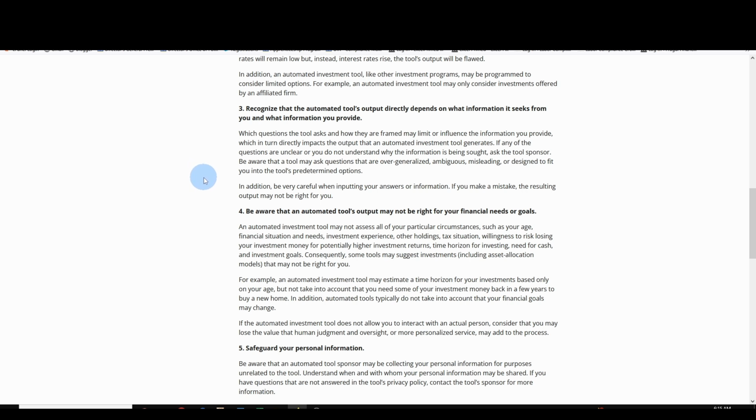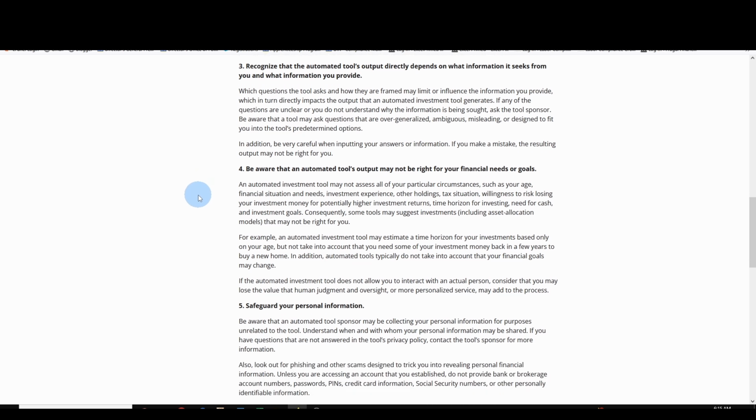In addition, be very careful when inputting your answers or information. If you make a mistake, the resulting output may not be right for you. Be aware that an automated tool's output may not be right for your financial needs or goals. An automated investment tool may not assess all of your particular circumstances, such as your age, financial situation and needs, investment experience, other holdings, tax situation, willingness to risk losing your investment money for potentially higher investment returns, time horizons for investing, need for cash, and investment goals. Consequently, some tools may suggest investments, including asset allocation models, that may not be right for you.